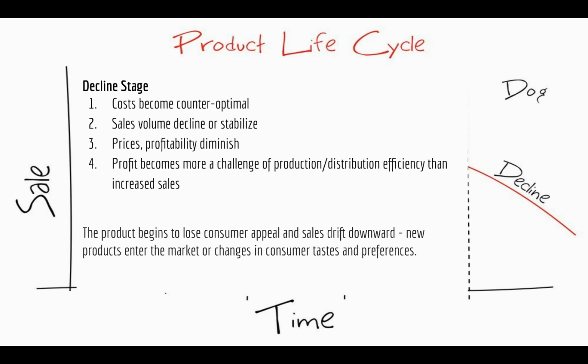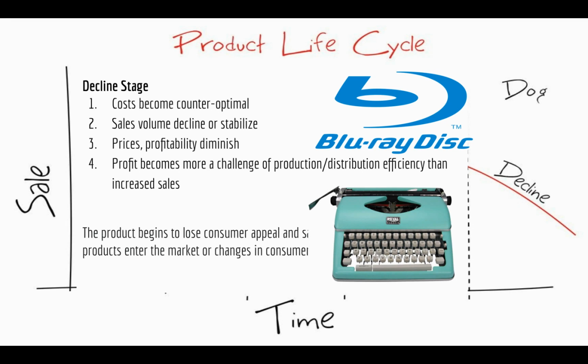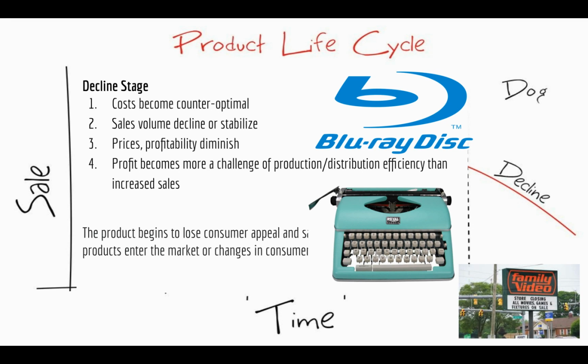The product begins to lose consumer appeal and sales drift downward. New products enter the market, or there are changes in consumer tastes and preferences. These are really interesting products to look at because we've probably seen, in a short period of time, and you guys especially have seen, products that have entered the decline phase. Think about Blu-ray DVD players and DVDs, typewriters, and Family Video. They've announced recently that they're closing a majority of their stores in Illinois.